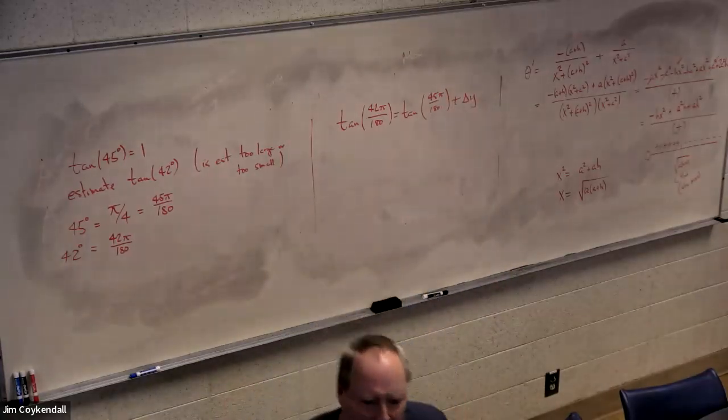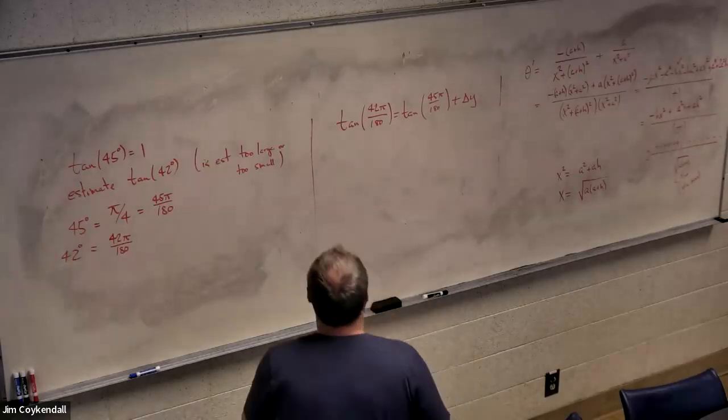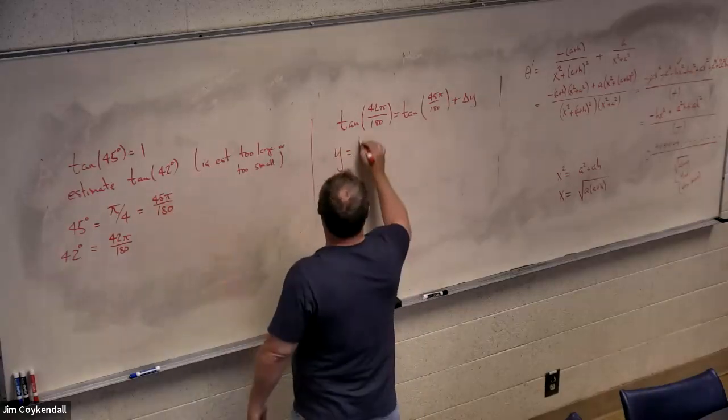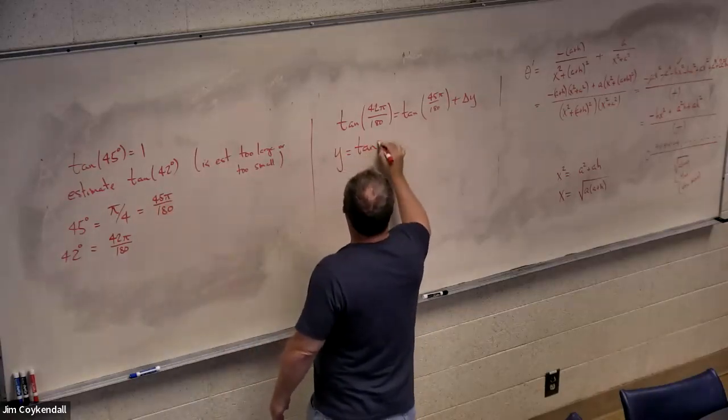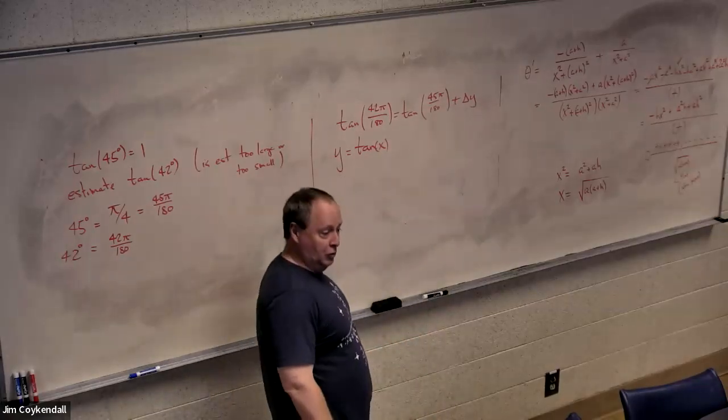I basically just said a bunch of nonsense. All this says is what I'm looking for. The tangent of 42 degrees is equal to the tangent of 45 degrees plus a little change in y. And it's our job to find out what that little change in y is. Notice my function y is tangent x. Right, that's my function du jour. Agree?